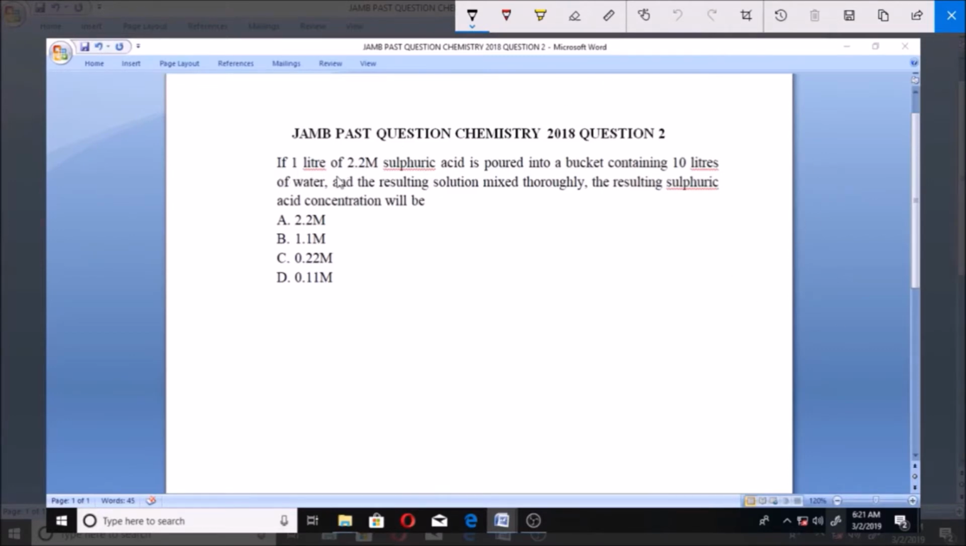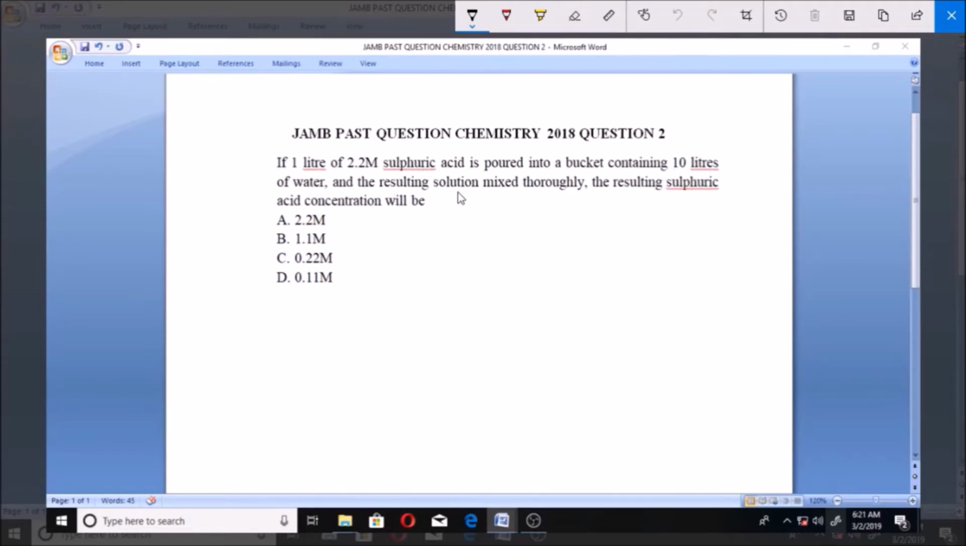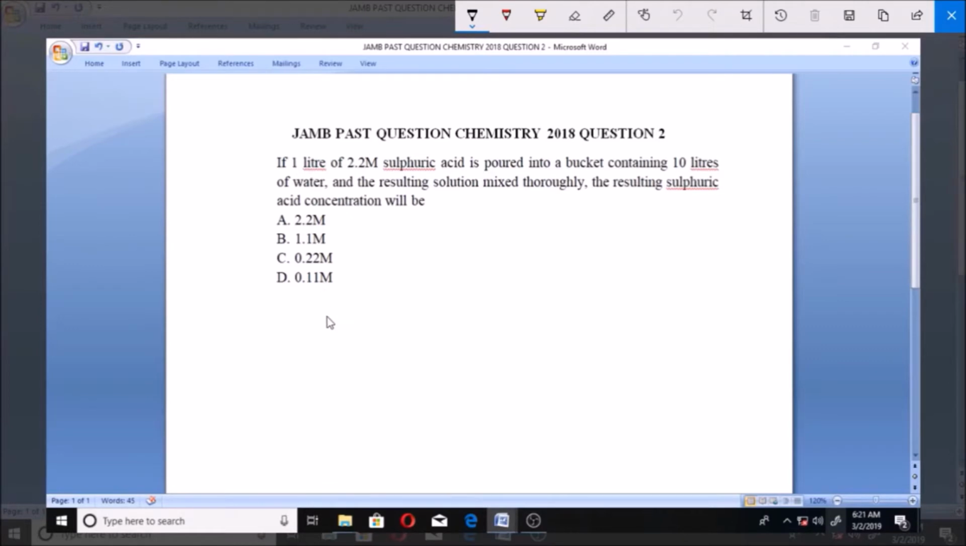Question number 2. If 1 liter of 2.2 molar sulfuric acid is poured into a bucket containing 10 liters of water, and the resulting solution mixed thoroughly, the resulting sulfuric acid concentration will be A. 2.2 M, B. 1.1 M, C. 0.22 M, D. 0.11 M.